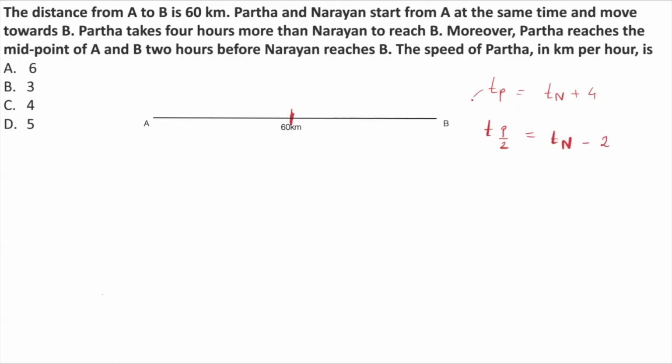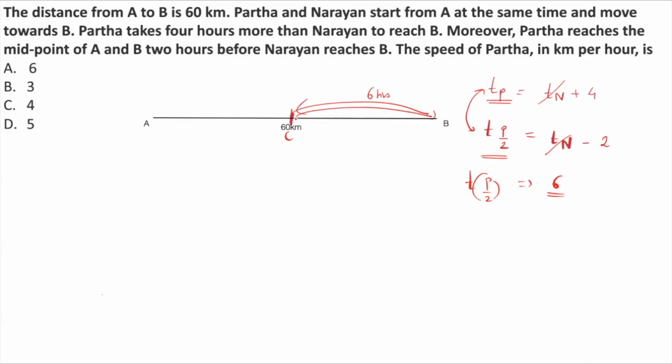Now, what if I subtract these two equations? We have the time taken by Parth for the entire journey and time taken by Parth for half the journey. The difference of these two is actually the time taken by Parth for the second half of the journey. Basically, from this point C to the point B. This time taken by Narayan gets cancelled out. 4 minus minus 2 will be 6 hours. So that means for this part of the journey, Parth will basically take 6 hours.